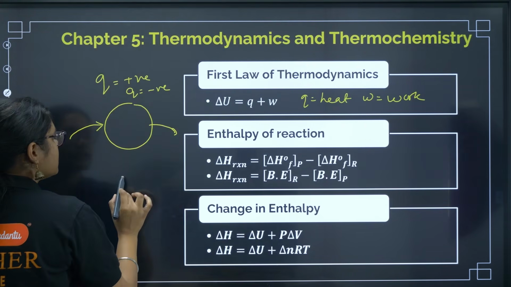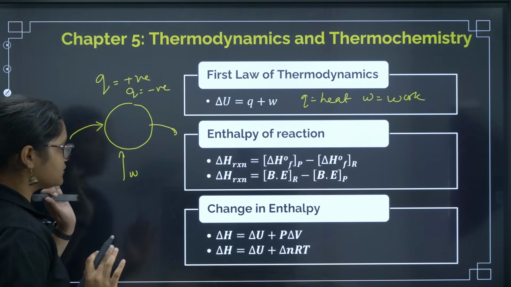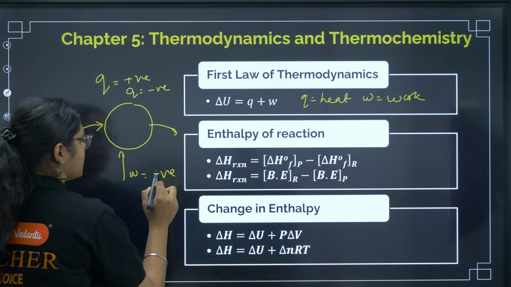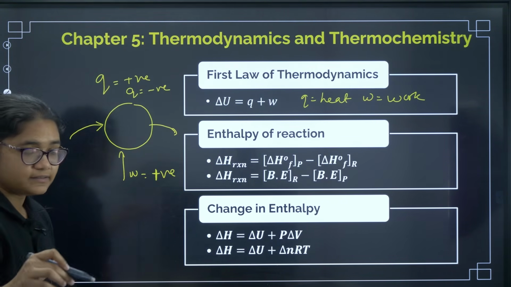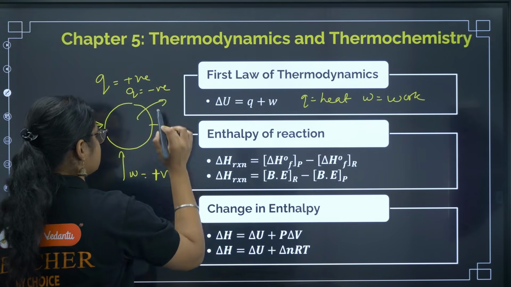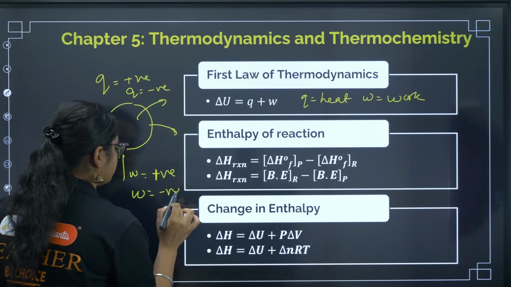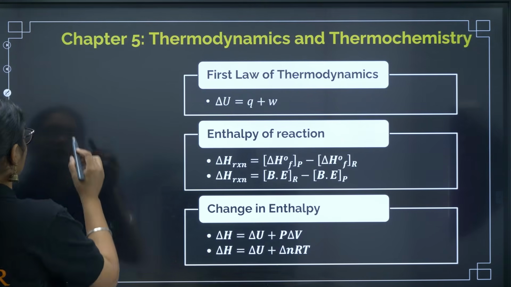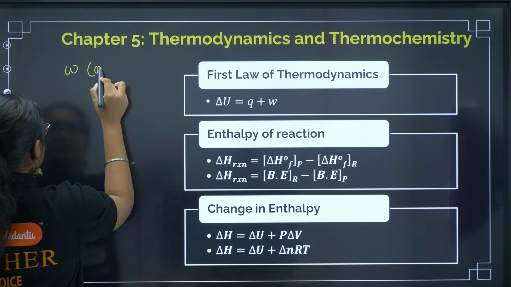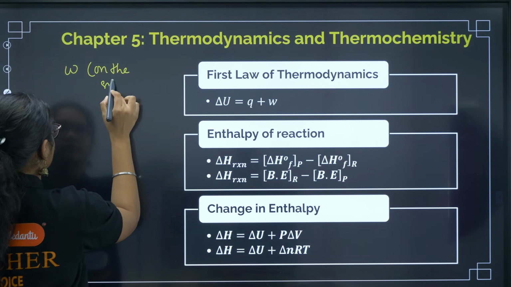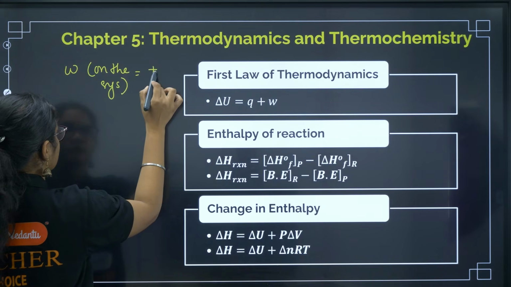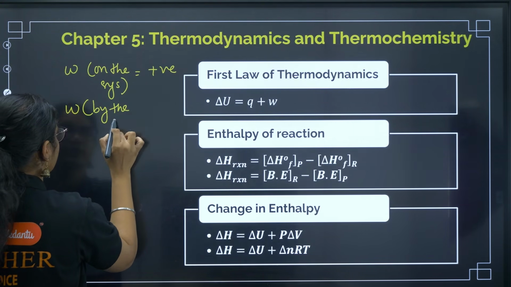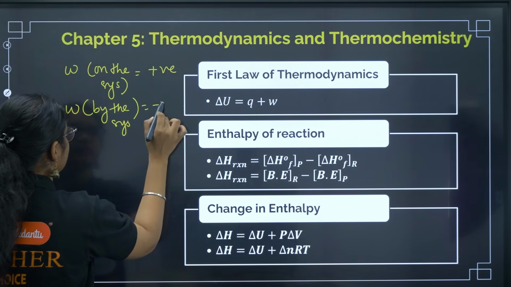Now if work is done on the system, it will be positive, and if work is done by the system, then it will be negative. Okay, once again I'll repeat the sign convention here. Please see, if work is done on the system, it is positive. If work is done by the system, then this one is negative.